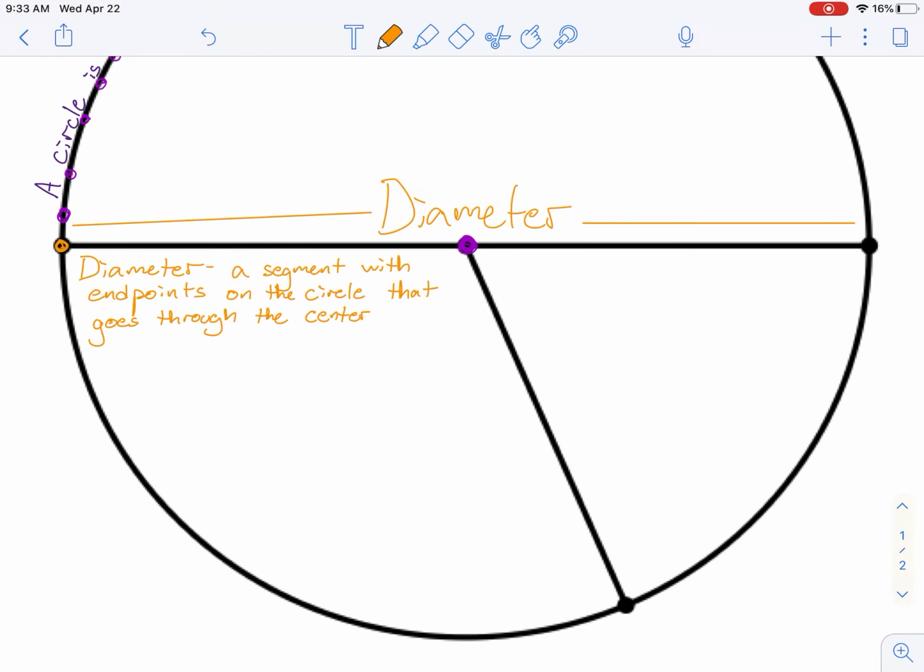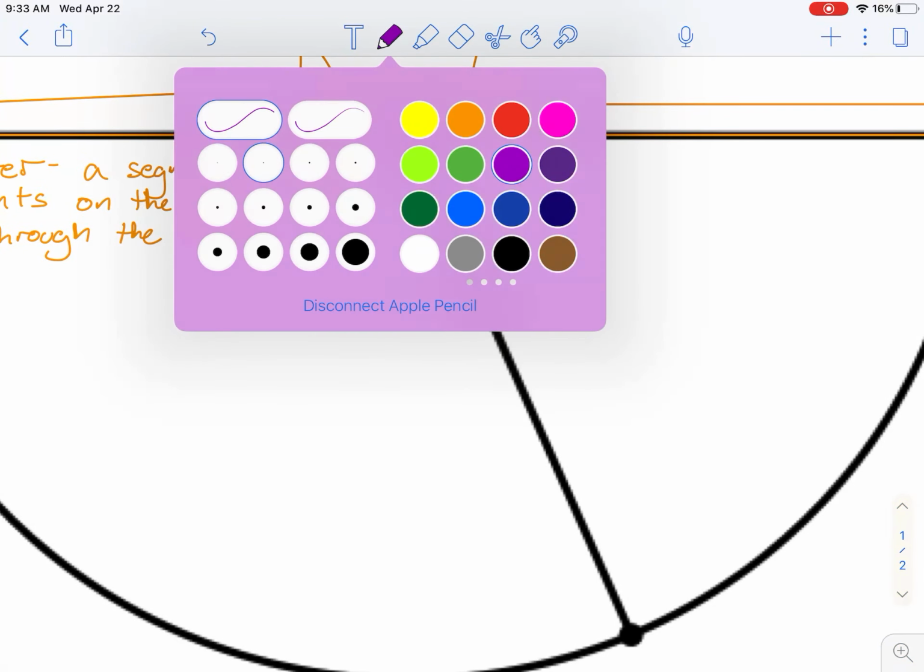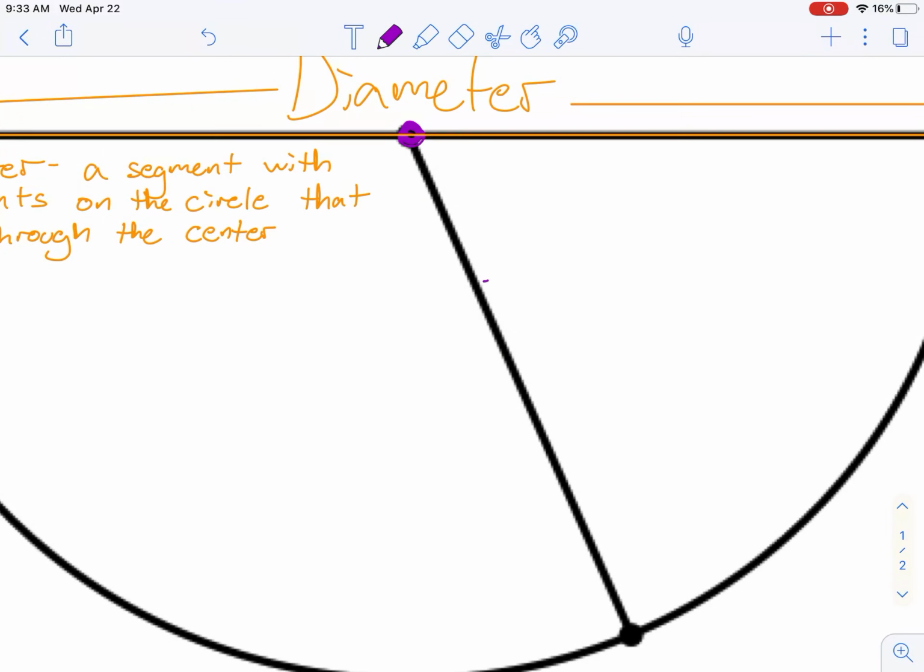So my diameter starts at one end of the circle here, and it extends through the center all the way to the other end over here. So those are my endpoints of the diameter, and it goes through the center there. Now, for our radius here, so this is our radius. Our radius is like half of the diameter, essentially.